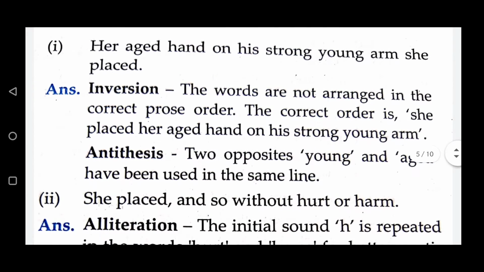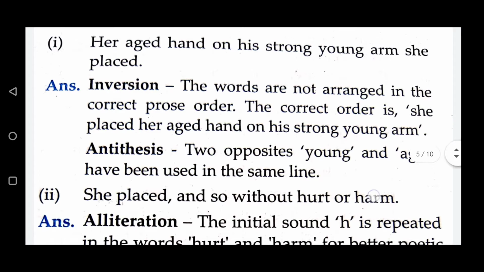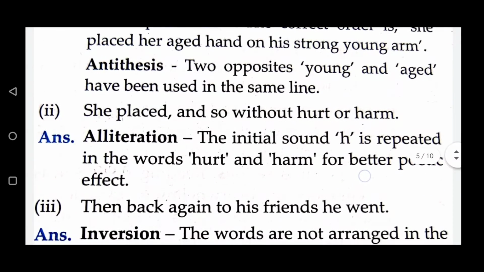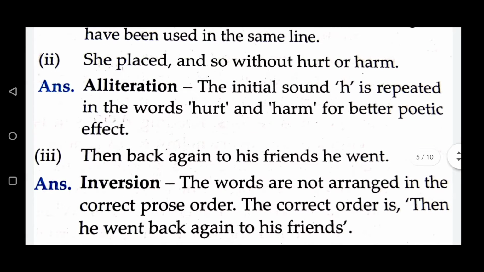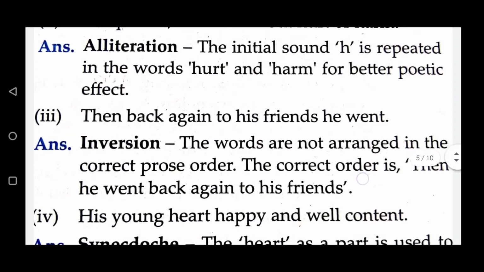And her aged hand on his strong young arm. So aged and young both are used in the same line, which are opposite in meaning. Therefore it is antithesis. She placed and so without hurt or harm. Alliteration, we can see hurt, harm. That is the initial sound H is repeated in the words hurt and harm for better poetic effect.